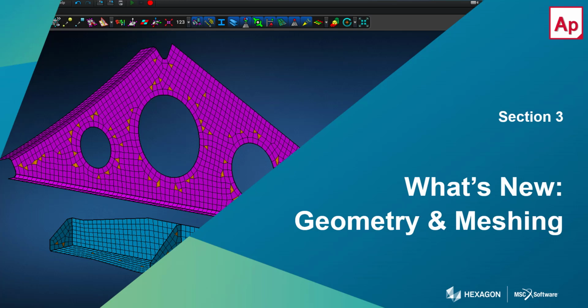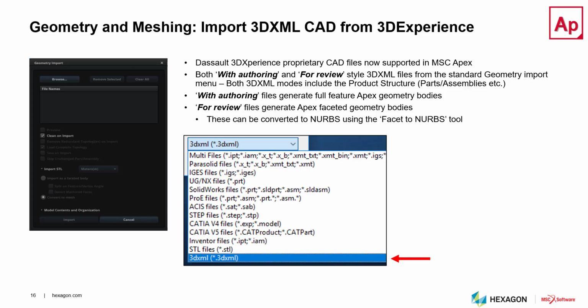All right, so the next section, let's talk about geometry and meshing. The first thing that let's talk about is a new CAD format that we supported inside of MSC Apex, which is the Dassault 3D Experience geometry file format, which is 3D XML.